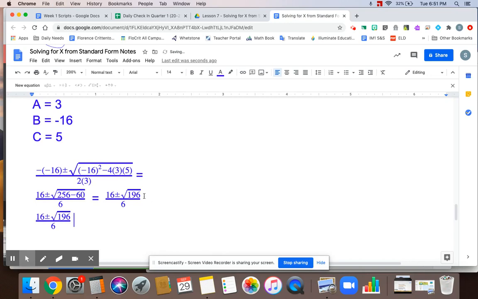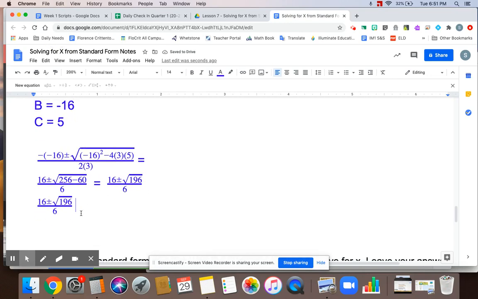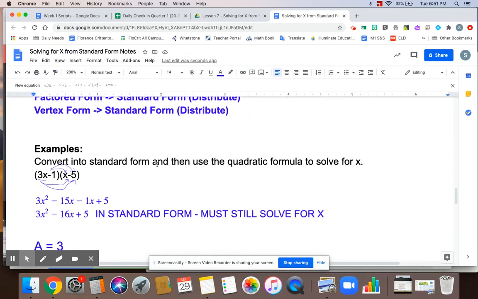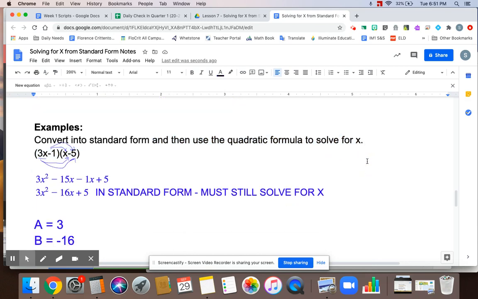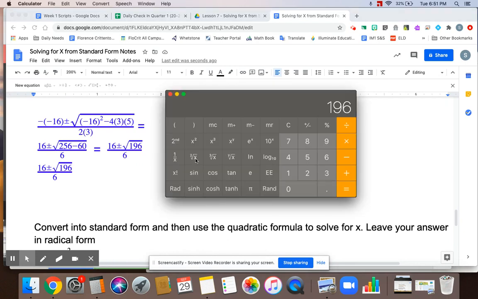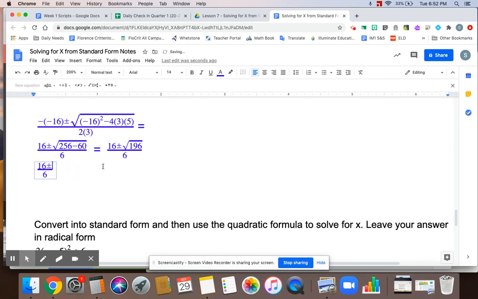My next step is to take the square root of 196 or simplify it down. But if I scroll up, the instructions just say use the quadratic formula to solve for x. Since they don't say leave it in radical form, I'm going to just put it in the calculator. If I take the square root of this, I find out it's 14. It's a whole number, not even a decimal. I can get rid of this and find out that it's 14.